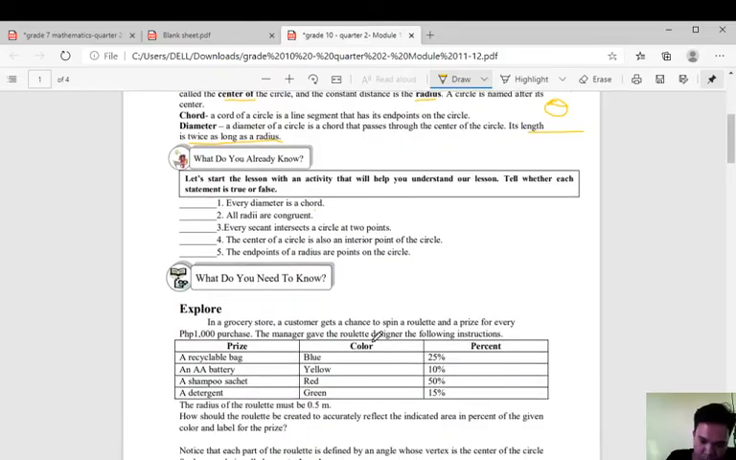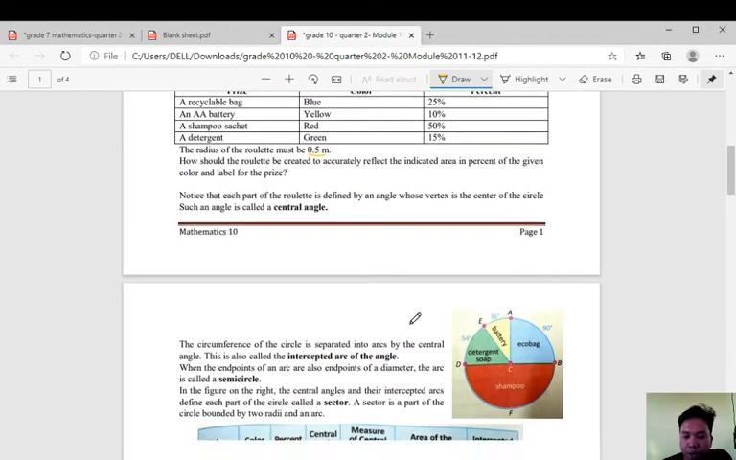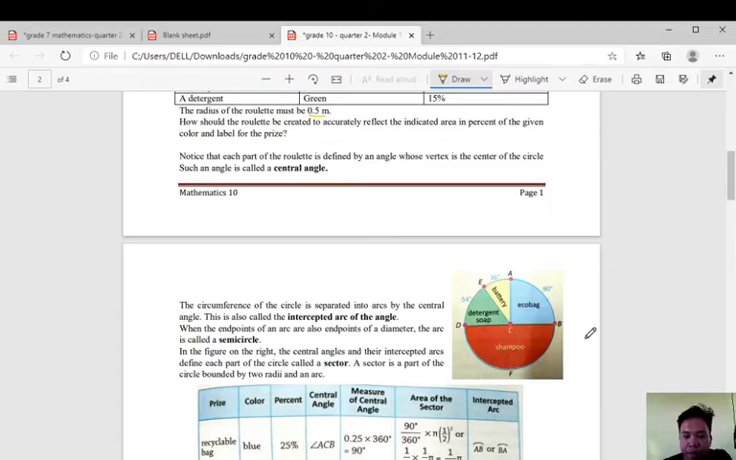So let's proceed with our main topic, which is all about how the angles, the arcs, and the lines are related to the circle. The very first part of your module, the Explore, we have here a table where in the first column we have price, the second column the color, the third column a percent. And the radius of the circle is 0.5 meter. We have here the picture of our table.